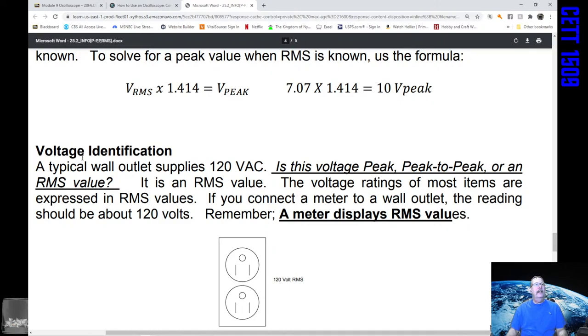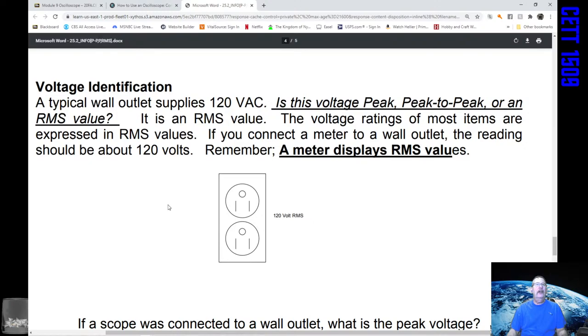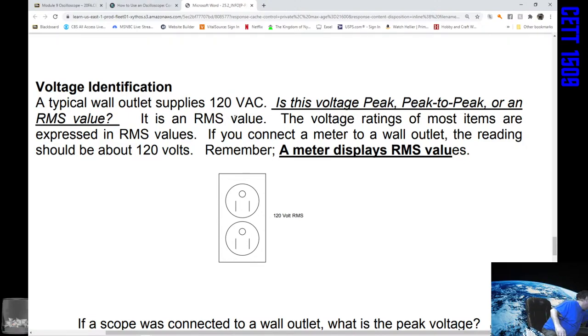So voltage identification, okay, a typical wall outlet, right? That looks like a typical wall outlet, doesn't it? Supplies 120 volts AC. Is this peak? Is this peak to peak? Or is it an RMS value? What do you think? It's an RMS value because we're taking a voltmeter.